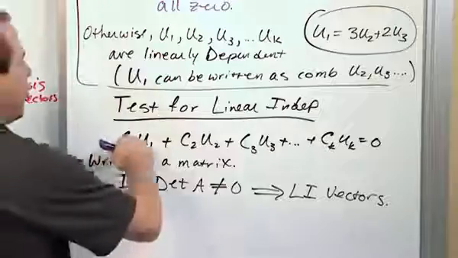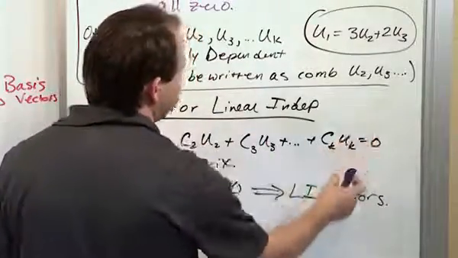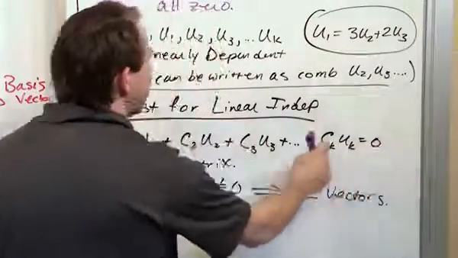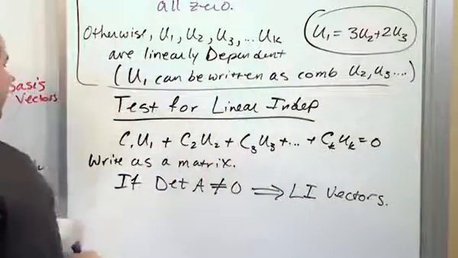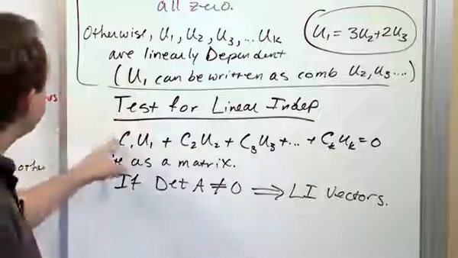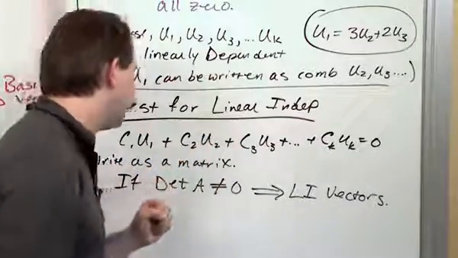What we have here is a homogeneous set of equations. Homogeneous because a 0 is here, and this is a matrix equation because every U here represents multiple variables, because they're vectors, right? And then the C's out in front are what we're trying to solve for, okay?